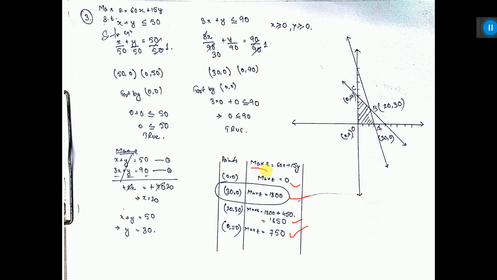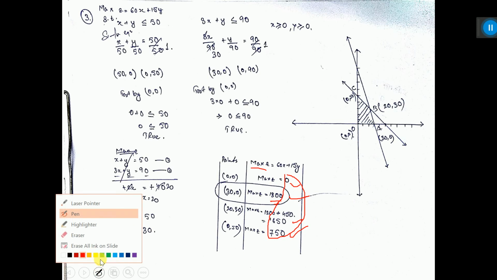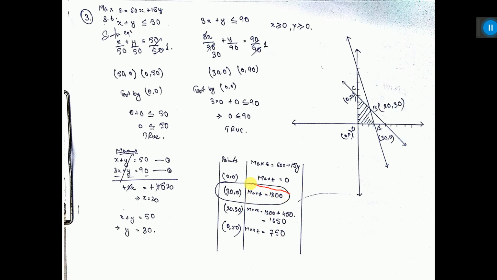See here: first 0, then 1800, then 1650, then 750. Since it is max z, we have to find which value is maximum among these. See, 1800 is maximum. Since 1800 is maximum, you make a circle at 1800. For what values? For x equal to 30 and y equal to 0, we have got this maximum value. So our answer: x equal to 30 and y equal to 0 is the solution. And what is the maximum value? 1800. This is our required answer.